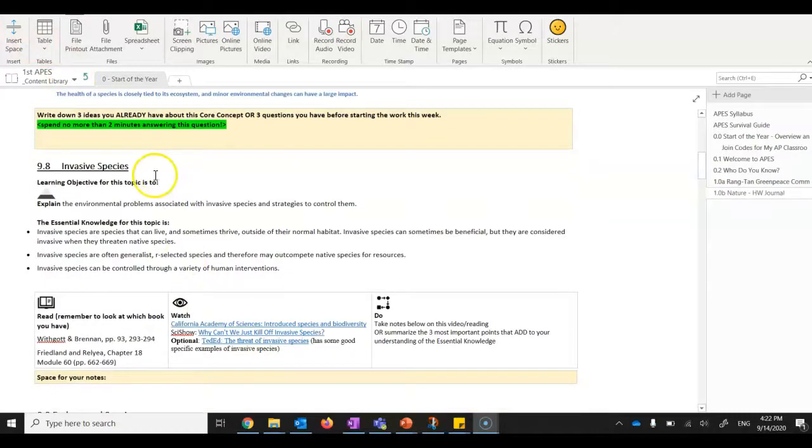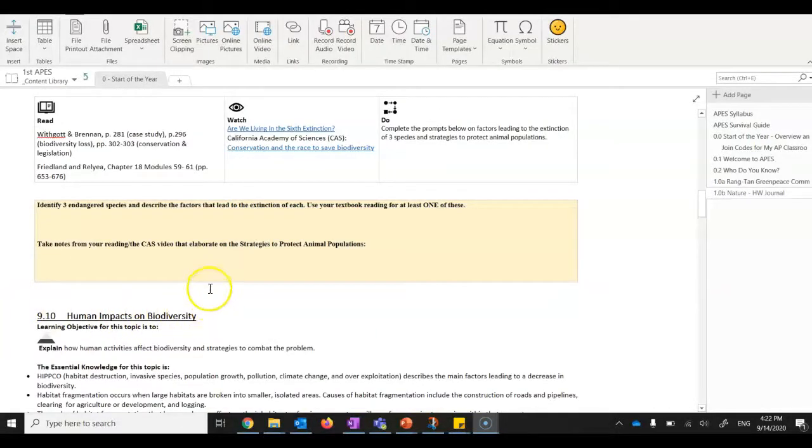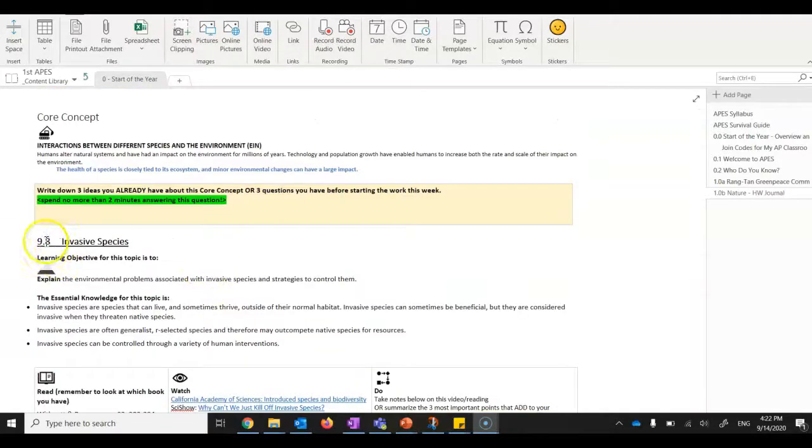Next, you'll scroll down and you'll see what we're calling the essential knowledge for this week. So we're going to be talking about invasive species, we're going to be talking about endangered species, and we're going to be talking about human impacts on biodiversity. What this number means is it corresponds to some learning objectives that the College Board has put out for this class. And here we've given you what the learning objective is. So the learning objective for invasive species is to be able to explain the environmental problems associated with invasive species and strategies to control them. These 3 bullet points tell you the essential knowledge for that topic. So this is exactly what the College Board wants you to know after you study this topic.